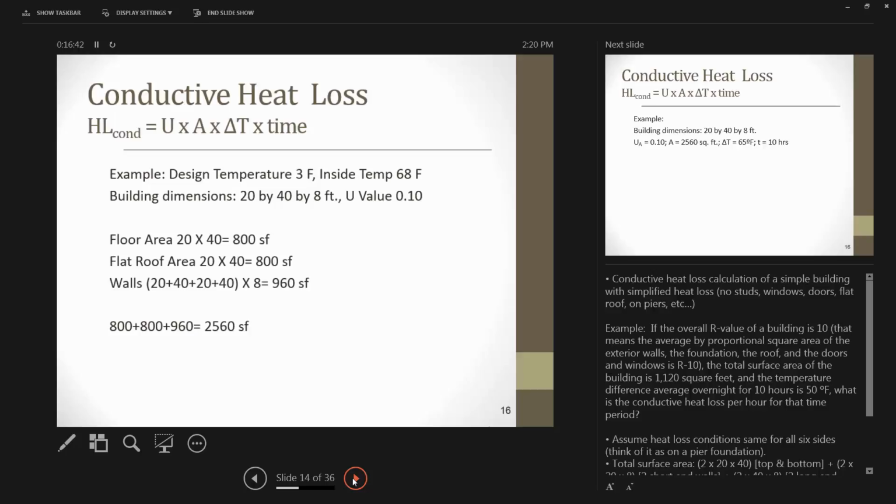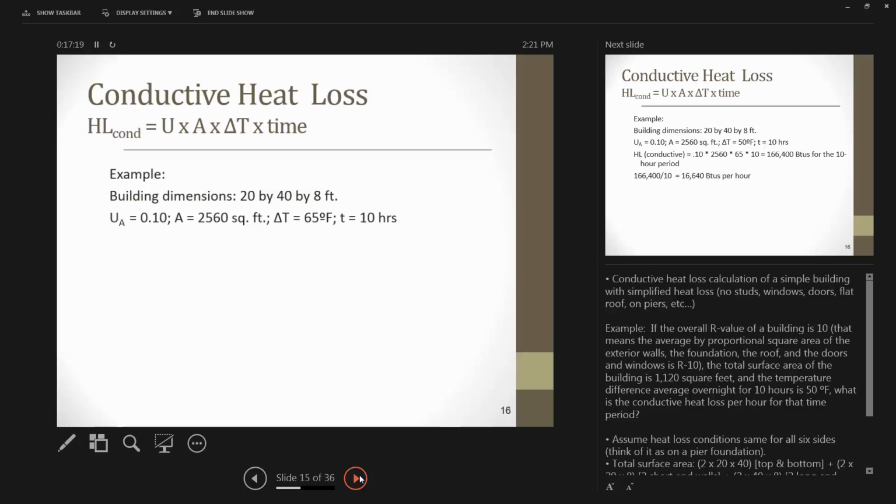So if we take the floor area and the flat roof area, those are both 800 square feet exposed, and then we've got two 20-foot walls and two 40-foot walls by 8 feet tall, which is another 960 square feet. So we add those together, and we've got 2,560, and that's the total. If you can envision a 20 by 40 rectangle building with a flat roof, insulated, just a big box, it's 2,560 square feet that are exposed, that create the thermal envelope that are going to conduct directly into the exterior.